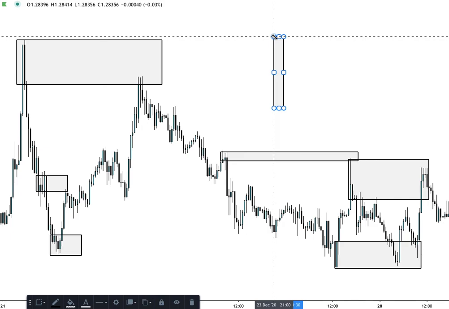Now stay tuned for the next lesson. I'm going to show you exactly how to identify good tradable zones by analyzing the quality of the impulse away.